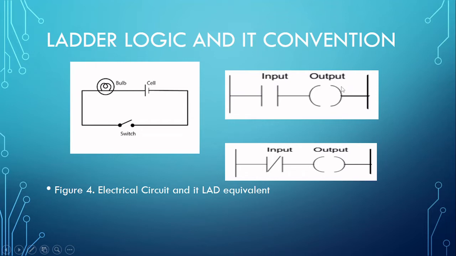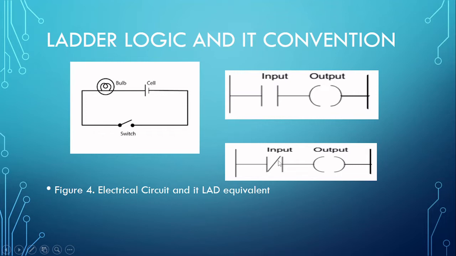So in this case, since the switch here is shown as open, that is why these two bars have no line crossing in between, showing that this is an open contact. But in case, for instance, this switch is shown as normally closed, then this line here will be drawn crossing in between these two to show that this is a normally closed contact.